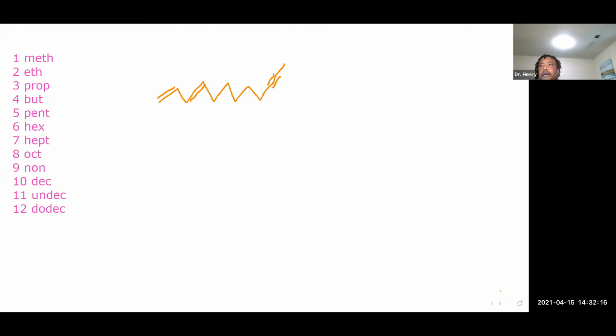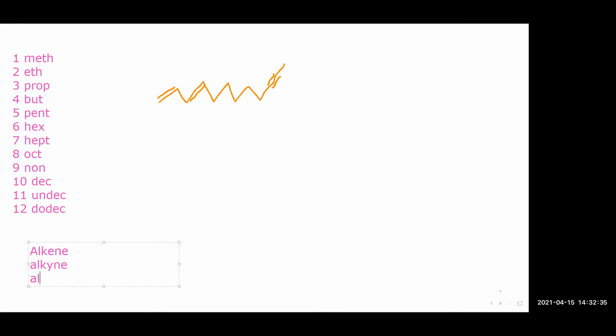Okay, so as I said, we go into the priority. We know that alkenes have priority over alkynes, and that has priority over alkanes. So 2, 3, 1. That's the priority.